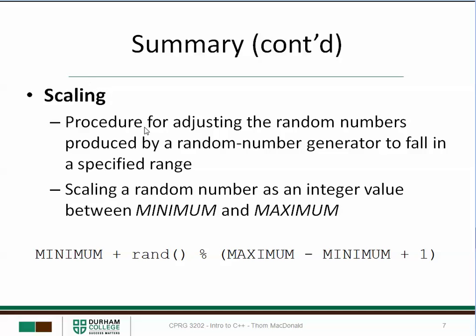Scaling your random numbers is your procedure for adjusting the random numbers that are generated to fall into a specified range. So this is the formula that we came up with. Minimum plus the call to rand modulus maximum minus minimum plus 1. So regardless of the range you're after, this expression should work.